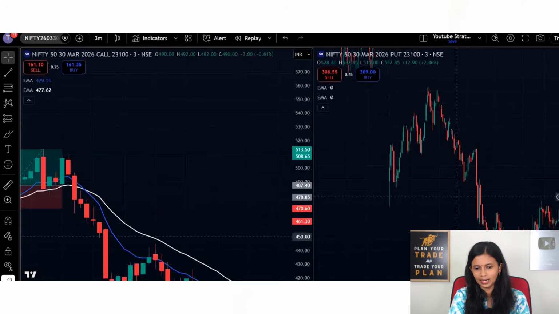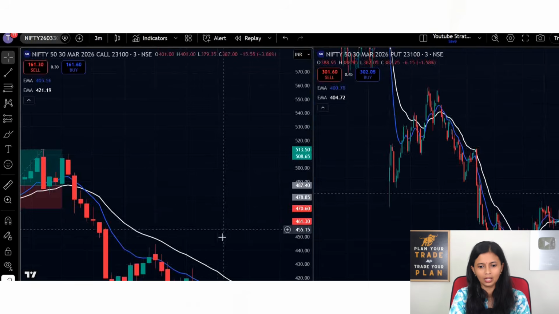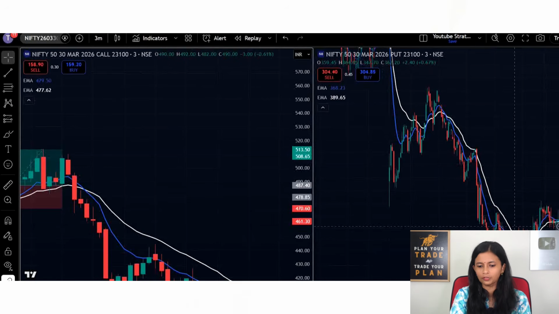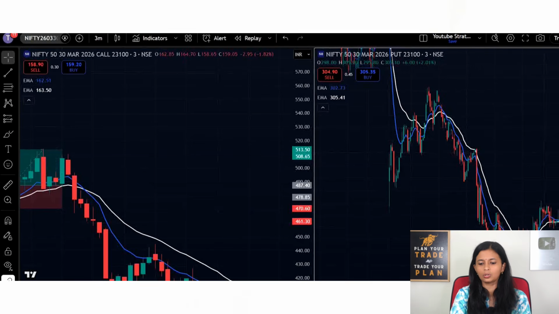So you just have to select like this, so that you will have the call option chart in one side and put option chart on the other side. That is, again you will have to go to this chart, select indicators, and you will have to load the EMA. Also, to select this put chart, you will just have to select here and you will have to load the put chart. So keep both of this side by side, so that whenever you get the entry in any of these charts, immediately you can go about and take the trade.